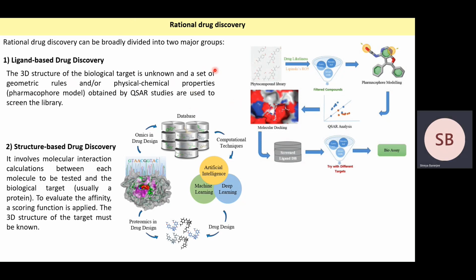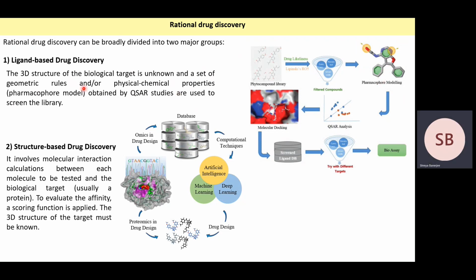So basically what happens in ligand-based drug discovery is that you start with a library of possible drug-like compounds, and then you filter the compounds according to some rules, which we will learn about later. These rules basically classify which of these ligands have a good chance of becoming drugs. Then the pharmacophore modeling is done.